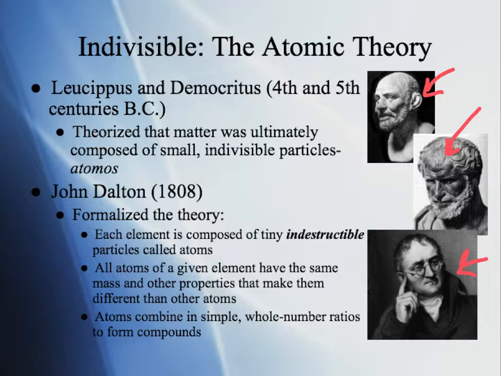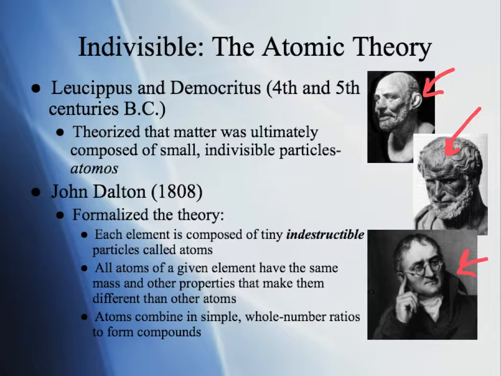He suggested that each element is composed of tiny, indestructible particles called atoms. Basically he took that from Democritus and Leucippus. And he furthered that and said all atoms of a given element have the same mass and other properties that make them different than other atoms. So that was the second part of his theory.